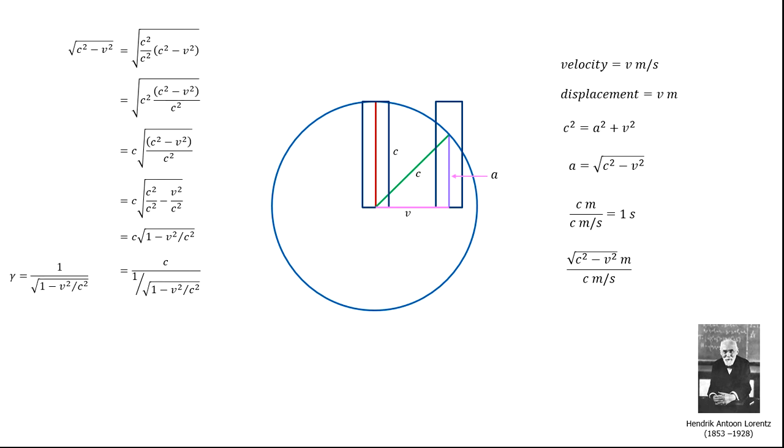This fraction is called the Lorentz factor. It's represented by the Greek letter gamma. The square root of c squared minus v squared equals c over gamma. We can make that substitution here, and that equals 1 over gamma seconds. Time dilation of a moving reference frame is inversely proportional to gamma. The length of this segment A is c over gamma.